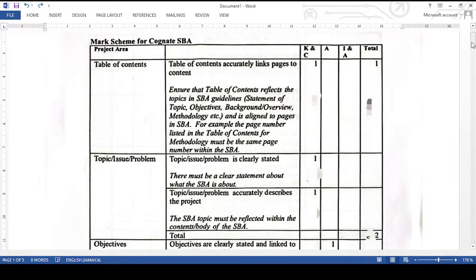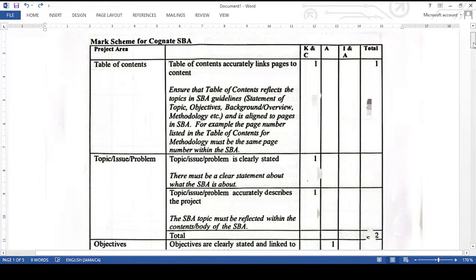You need to have the page numbers. If you don't have the page numbers, then the table of content is null and void, right? So you need to ensure that you have the page numbers. So ensure that the table of content reflects the topic in the SBA guidelines, right? So your statement of the topic, the objectives, ensure that they are aligned. I normally tell my students to do the table of content last, so that you can ensure that all the pages are in sync with the table of contents. All right.